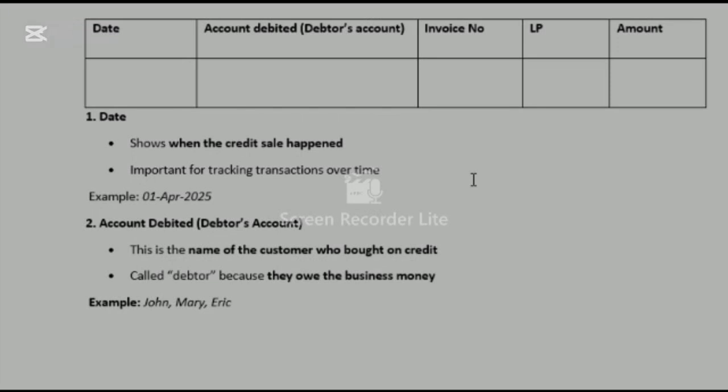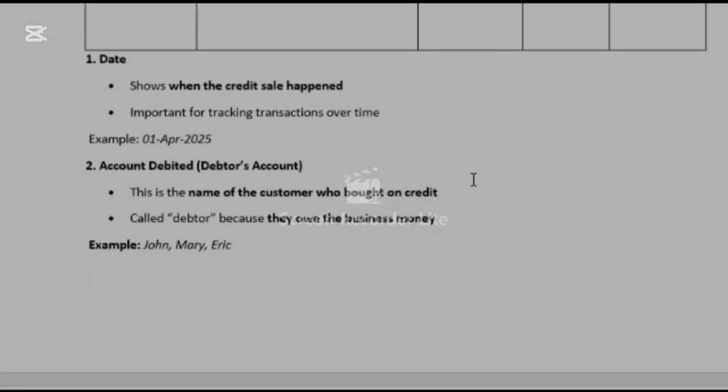Let's continue with the format of the sales daybook. In the format of the sales daybook, we have date, we have account debited. Why is the account debited? This debtor's account is debited because what the debtor owes to us is increasing, and as we know, a debtor is an asset, and an asset, when it is increasing, is debited. And we have invoice number, ledger page and amount.